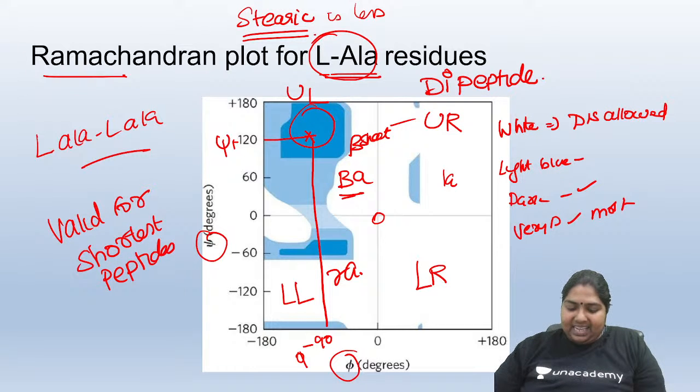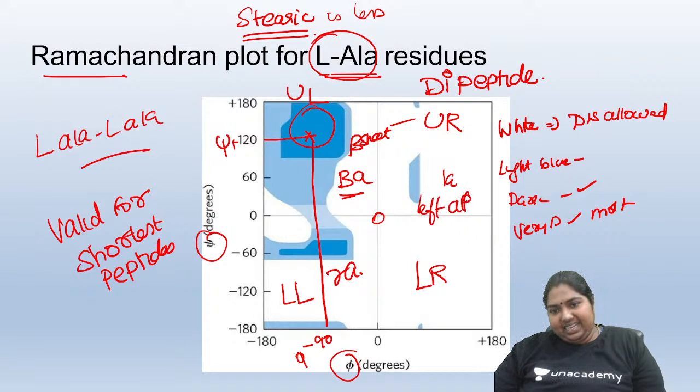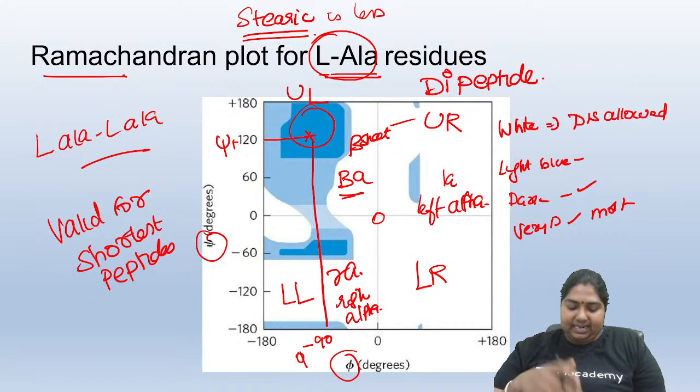Okay, so this is what is going to be the L-alanine. In the upper left, it is going to be your beta sheet, and in the upper right, it is going to be the left-handed alpha helix. Here it is going to be the right-handed alpha helix. So this is Ba, La and Ra.